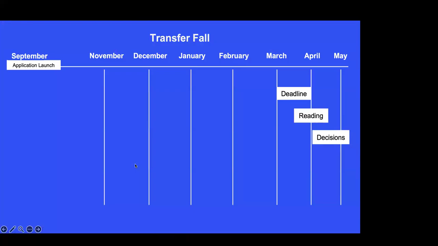All right, three more slides, and then we'll cover some questions. So this is a look at the timeline of the transfer application. We're right in the middle of February. The middle of March is going to be the deadline. We will be reviewing applications from the deadline until mid-April, and then we'll be releasing decisions end of April to early May.